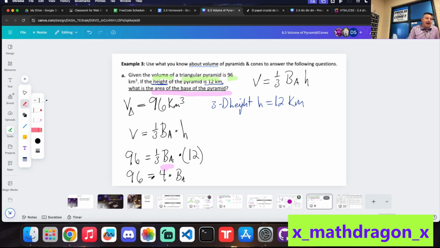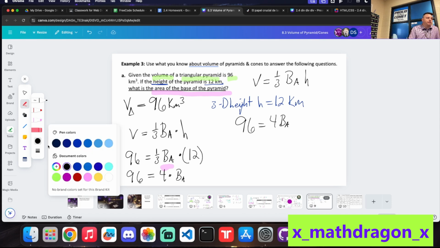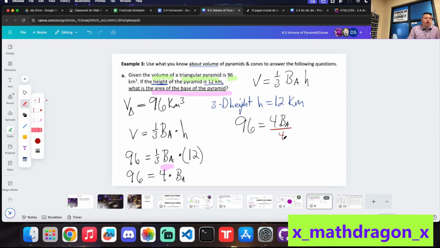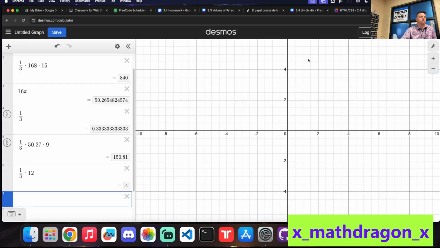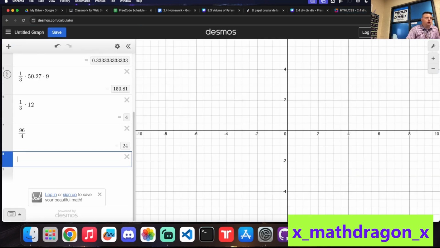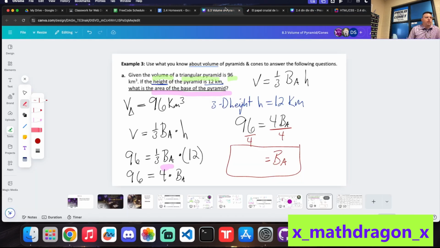Well, if it's 4 times, how do I get rid of times? Divide. So divide both sides by 4. And you have your base area answer with whatever that is. And our base area is going to be 24, and then put kilometers squared, because area is measured in units squared.